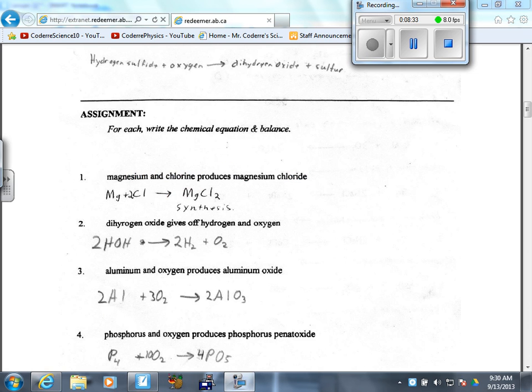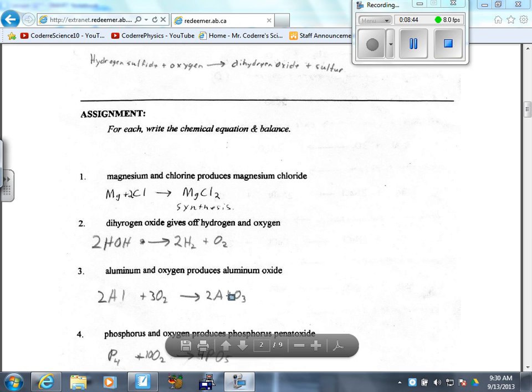There's a mistake on my key. Number 3 on that last section says 2Al plus 3O2 gives, that's completely wrong. That should be 4Al plus 3O2 gives 2Al2O3. I totally screwed that one up. So, sorry about that one. Just make sure you make that change. Number 3 on that last section should read 4Al plus 3O2 gives 2Al2O3.